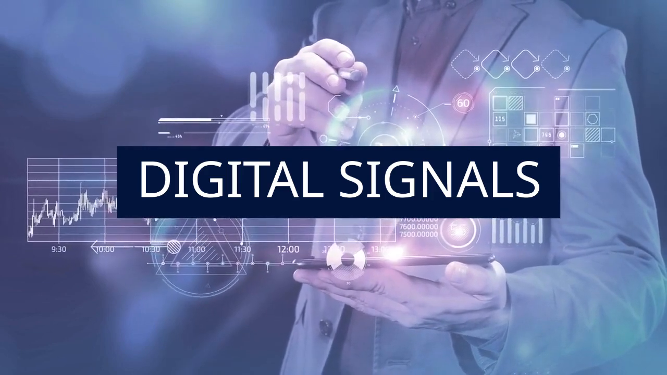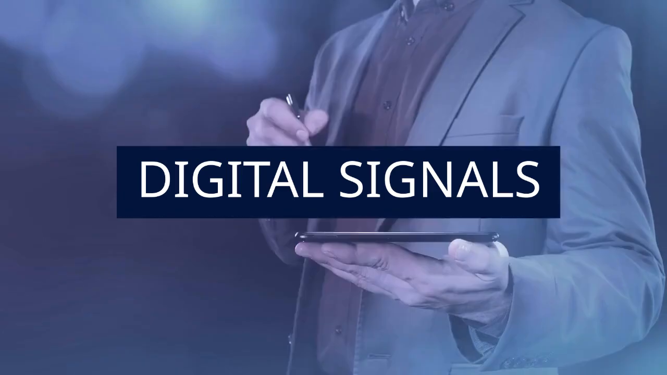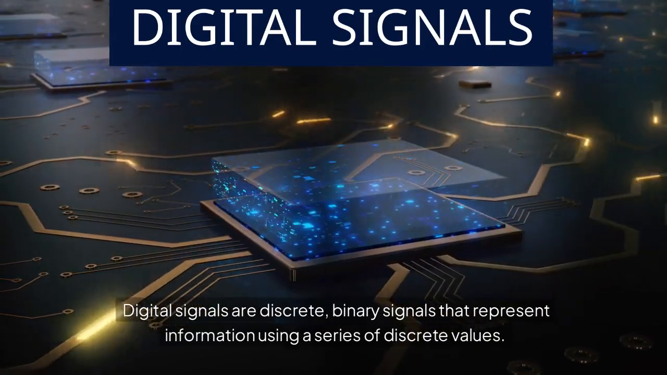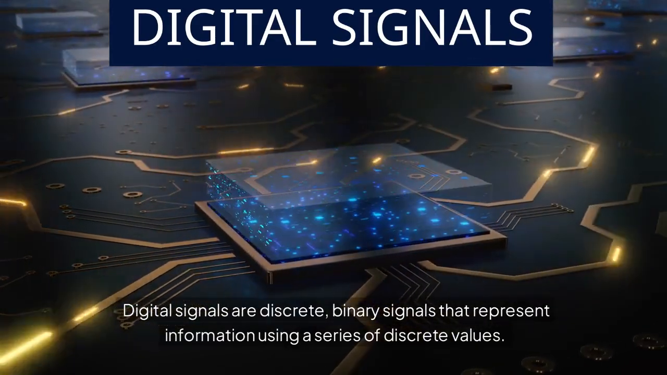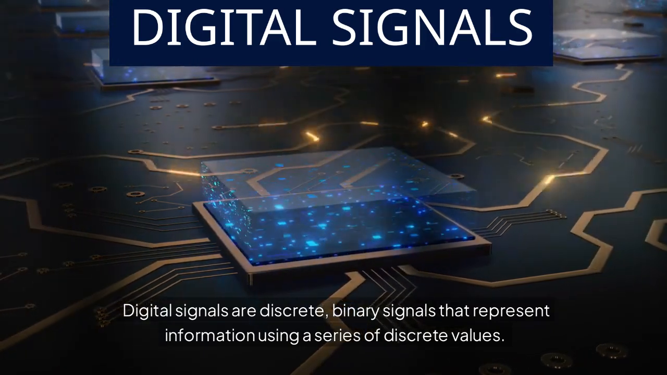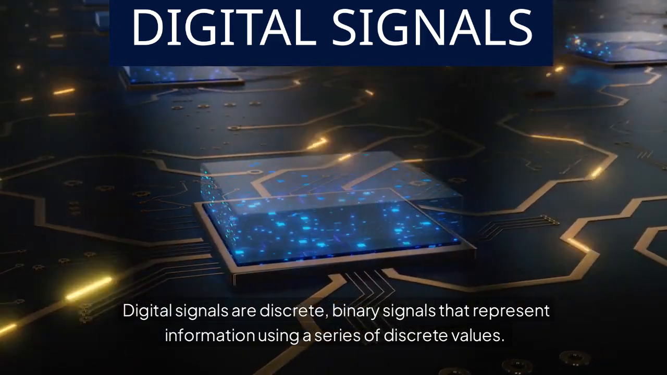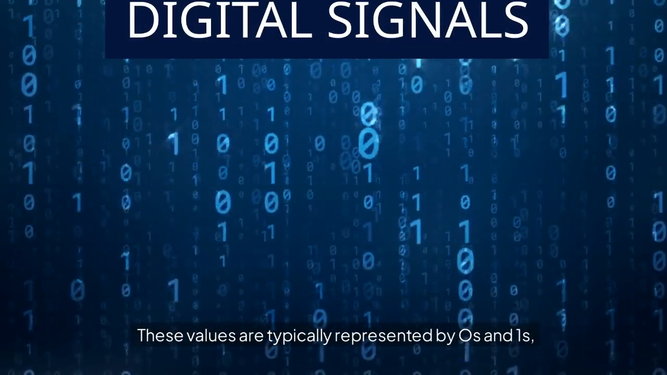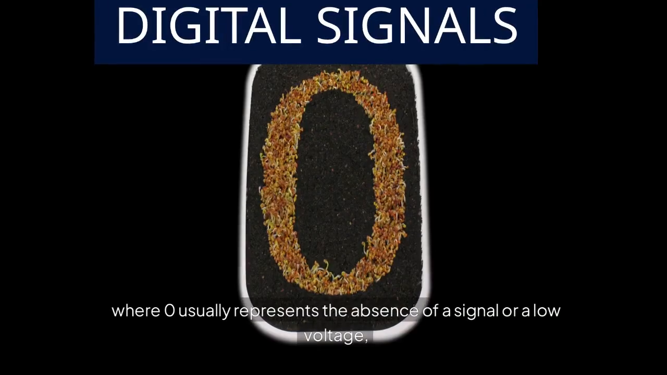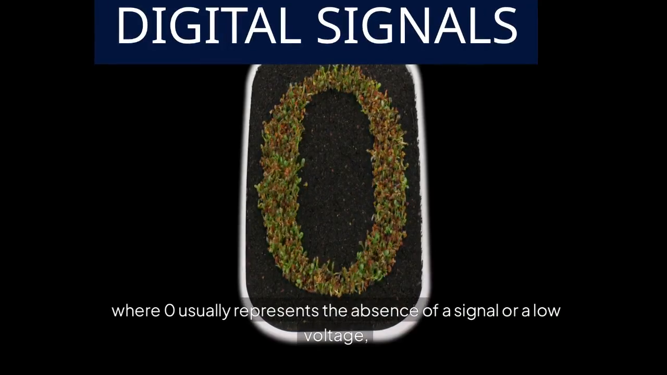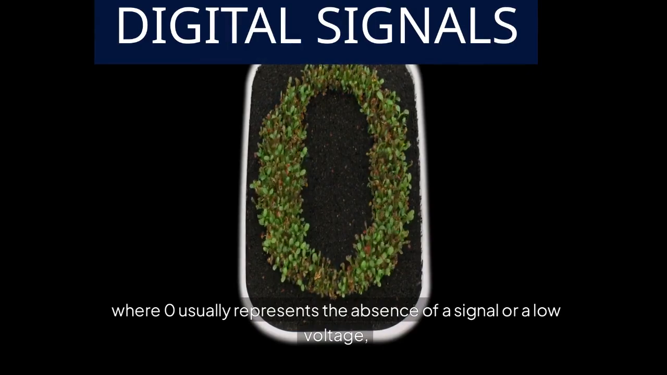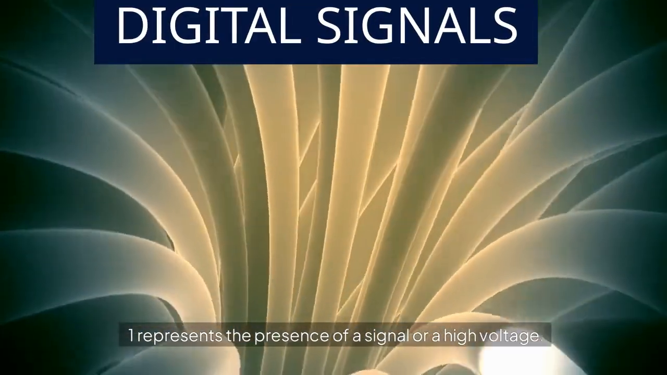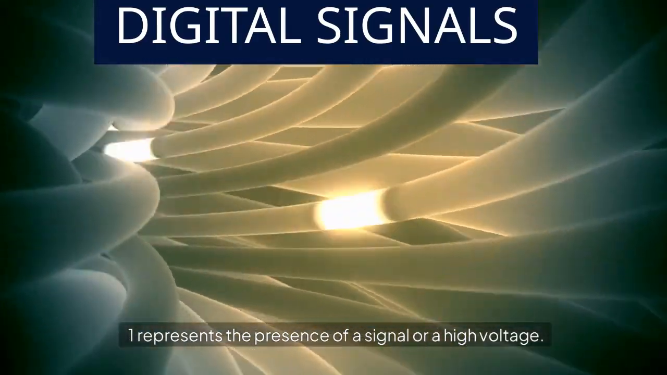So the next type of signals is digital signals. Digital signals are discrete, or you can say non-continuous, binary signals that represent information using a series of discrete values. These values are typically represented by zeros and ones, where 0 usually represents the absence of a signal or a low voltage. On the other hand, 1 represents the presence of a signal or a high voltage.